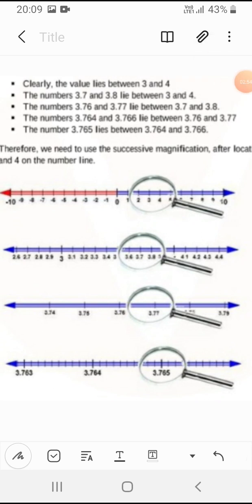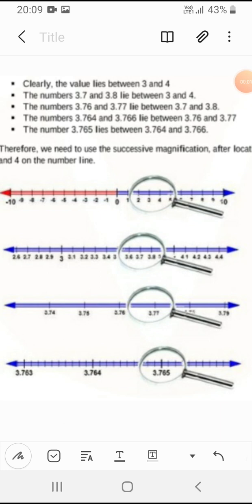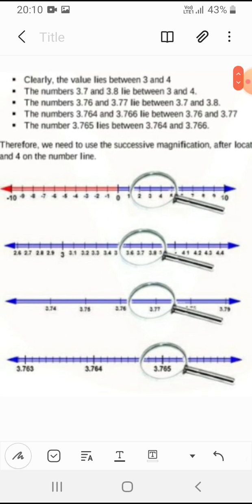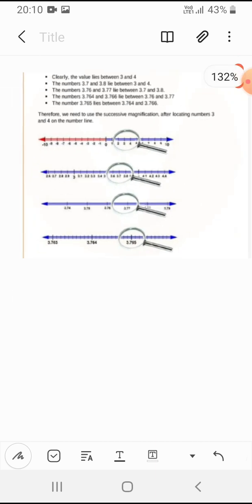Next you have to write like this: 3.7 and 3.8 lie between 3 and 4. 3.765 lies in the middle of those. Next, 3.76 and 3.77 lie between 3.7 and 3.8. Then 3.764 and 3.766 lie between 3.76 and 3.77. And 3.765 lies between 3.764 and 3.766, in the middle. Like this you have to draw and write.